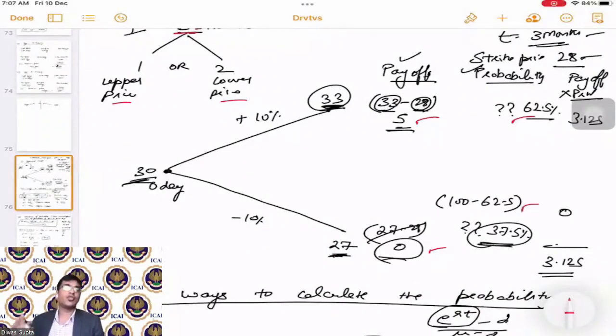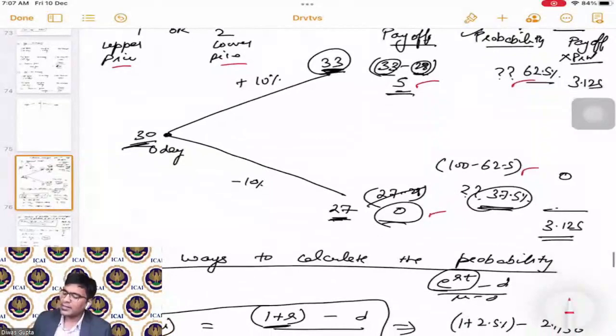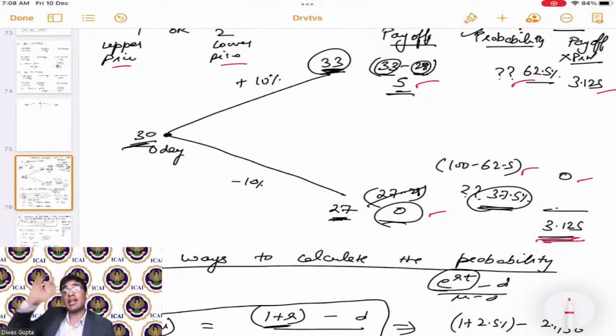These are not the actual probabilities. I'm saying this again, as I also told in the last session. This is not the actual probability. These are just the risk neutral probabilities. Then we have to find the probability adjusted payoffs and take a total of them. If the question asks us to do a present value, we will do a present value. Otherwise, if it asks for the value at the expiry, then we will leave it here.